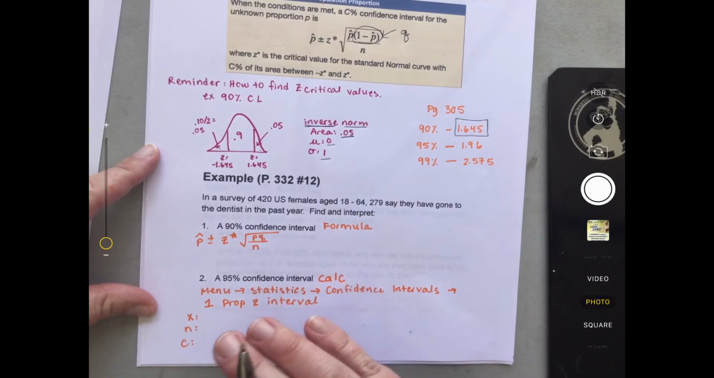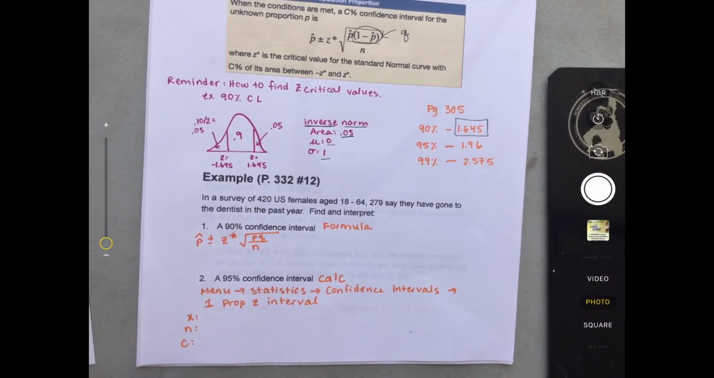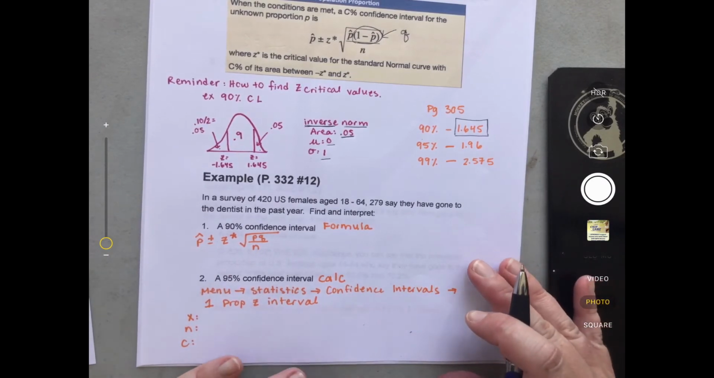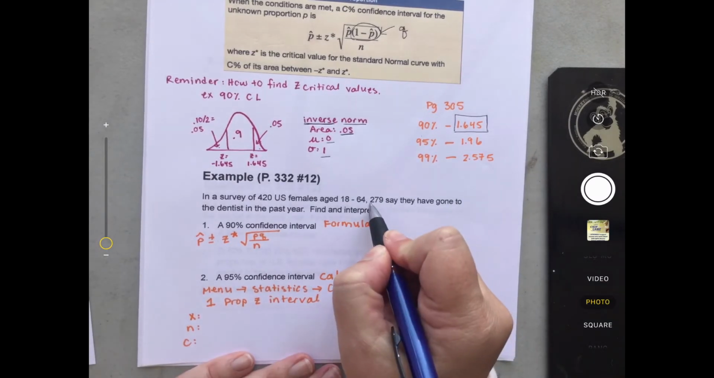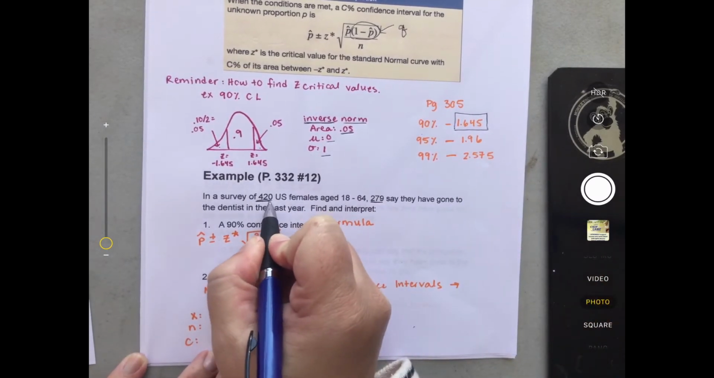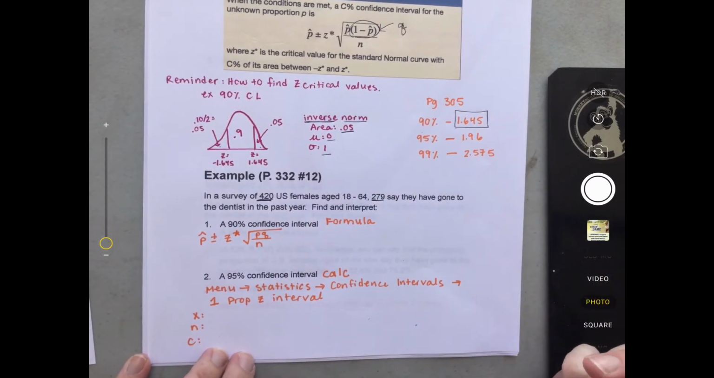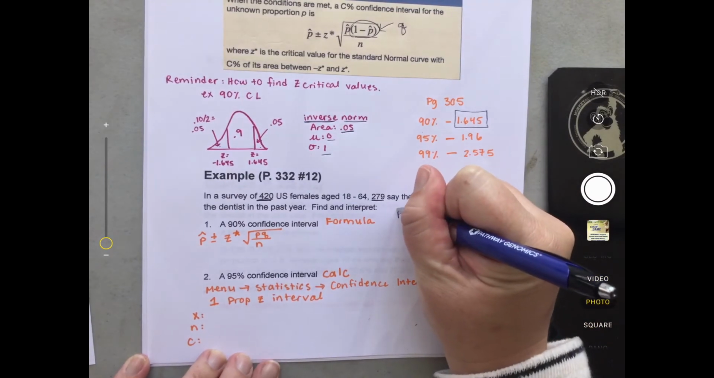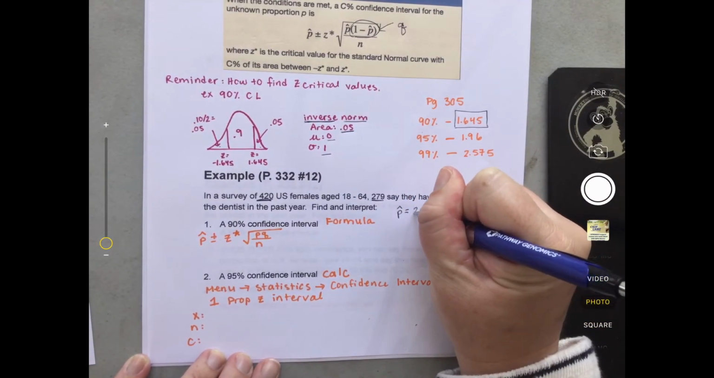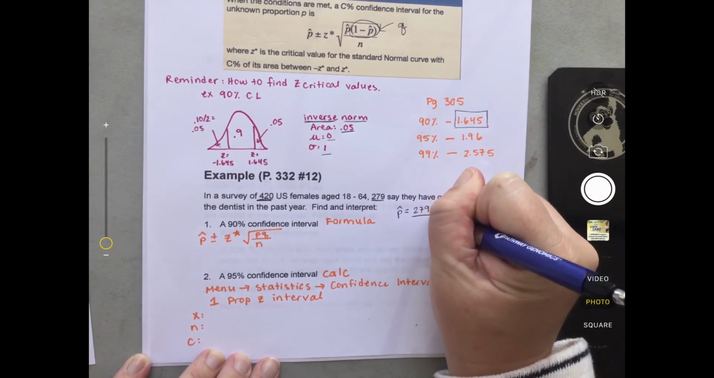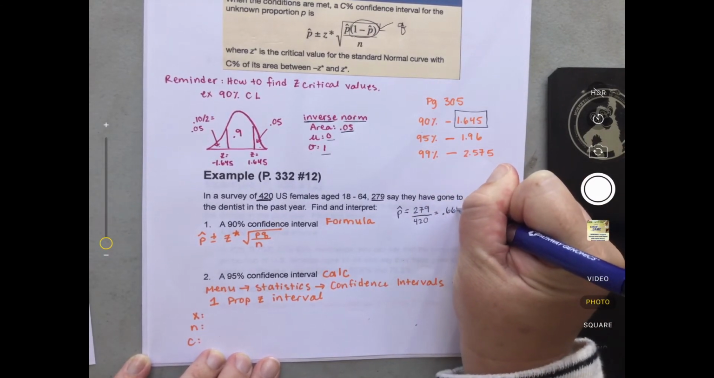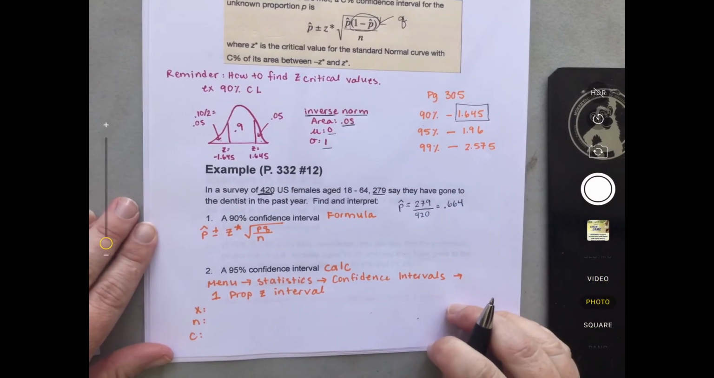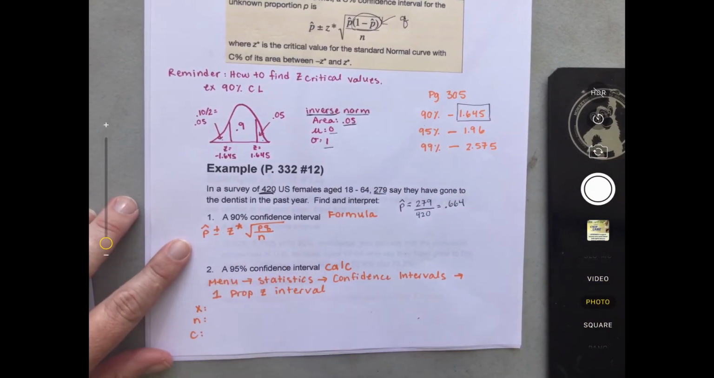Here's an example that we're going to go through. In number 1, we're going to use the formula, and then in number 2, we will use the calculator. Either way is great. This says in a survey of 420 U.S. females aged 18 to 64, 279 say they have gone to the dentist in the past year. Okay, well, we first want to know what p hat is. All right, well, p hat, again, is the number of successes. That's going to be 279 divided by n. N is 420. P hat then is going to be 0.664.